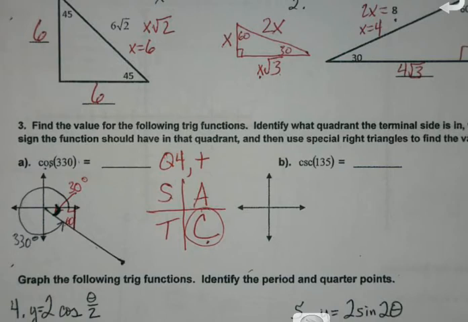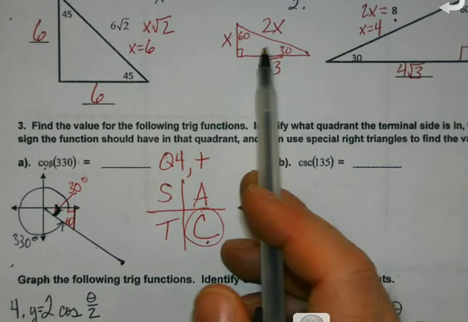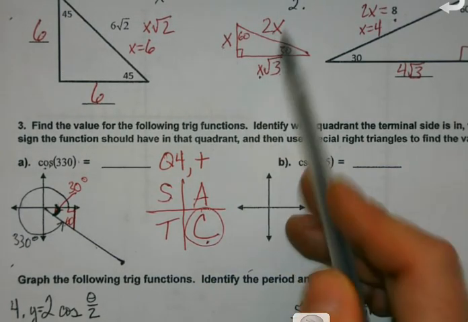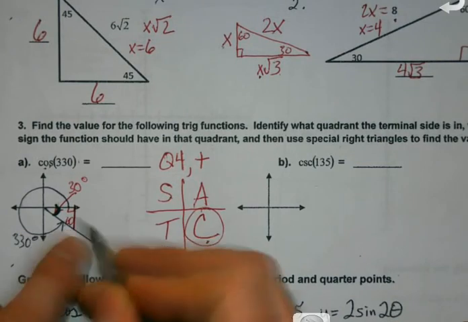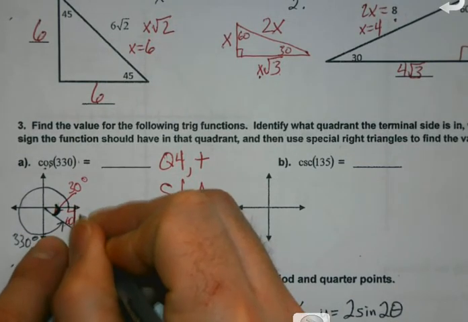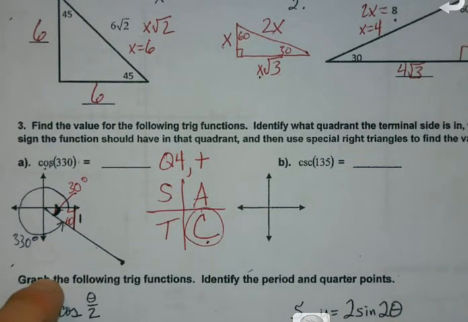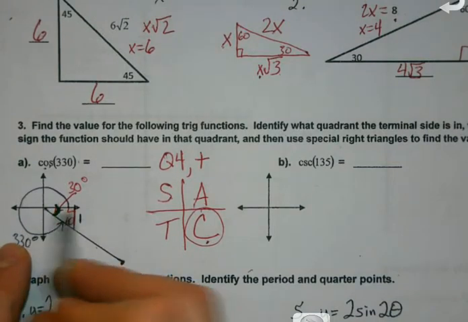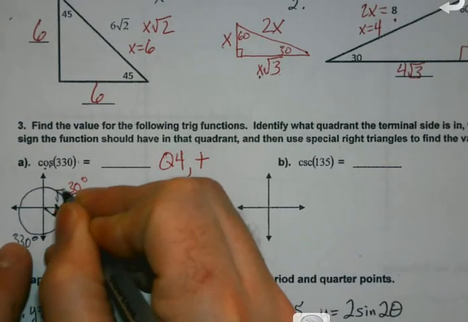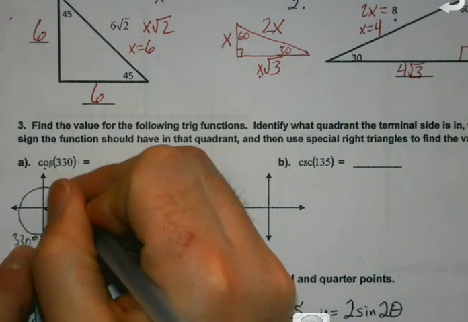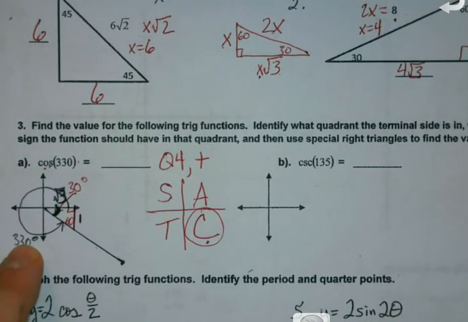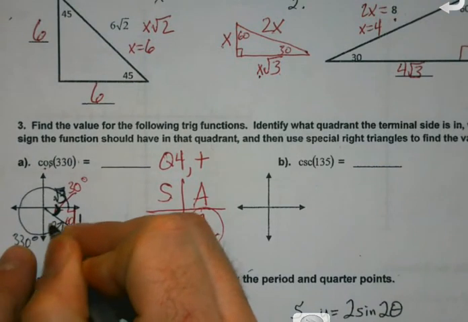So when I get here, my 30, 60, 90 that I had before, I'm just going to lose the x's. I'm going to consider all my x's to be 1s. So here, my short side is 1. My long leg is the square root of 3. Sorry, that's not showing up better, but that's what it is. Square root of 3. And my hypotenuse is 2.